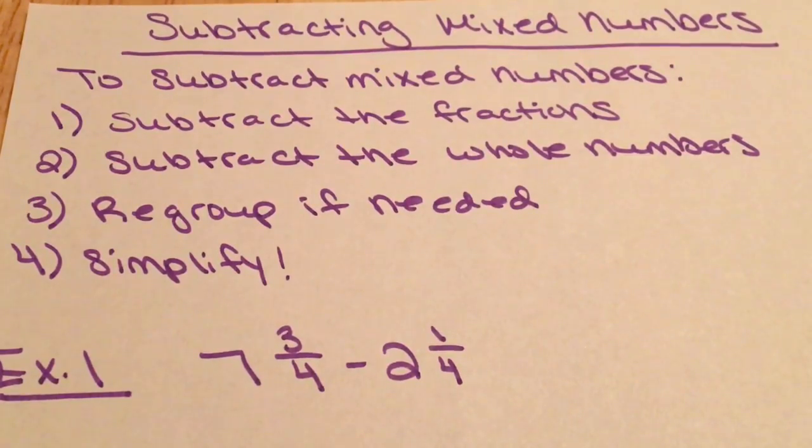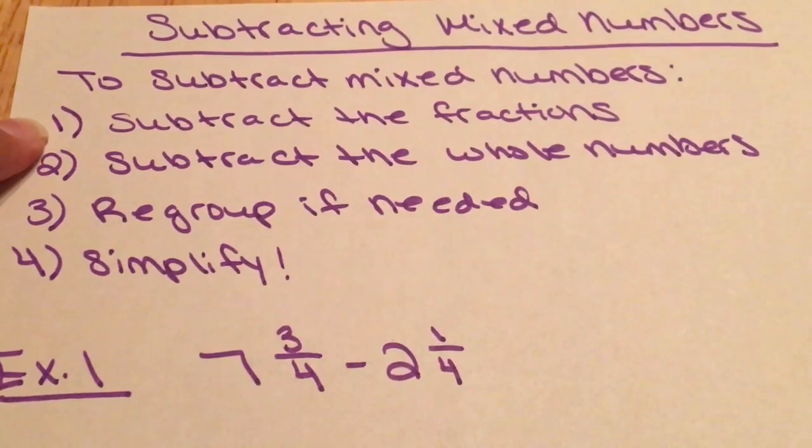Now we're going to go ahead and move on to subtracting mixed numbers. So to subtract mixed numbers, we have 4 steps. We're going to first subtract the fraction part of the mixed number. Then we're going to subtract the whole numbers. We're going to regroup if needed. And fourth, simplify as always.